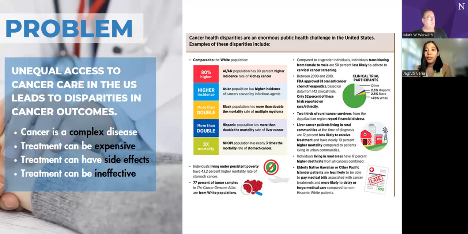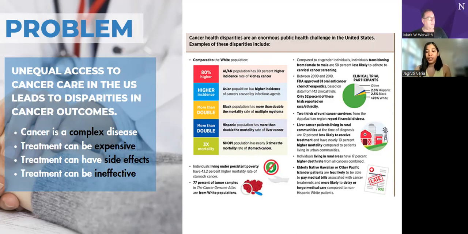As per the chart on the right, we can see that most of the disparities exist because 80% of the Asian population might have higher chances of cancer, and more than double the Black and Hispanic populations can have greater chances of mortality. 3x chances of mortality are seen for Hawaiian people as well. We have also seen a 43% higher mortality rate for people living under persistent poverty.